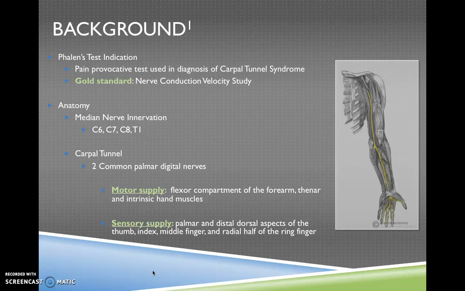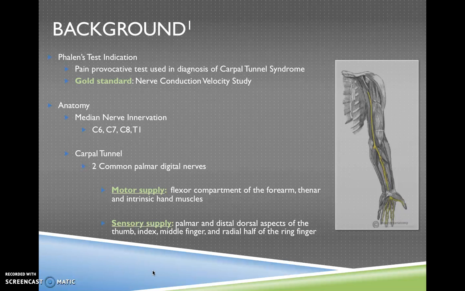The Phalen's Test is a pain-provocative test used in the diagnosis of carpal tunnel syndrome. Many physicians will, however, confirm a diagnosis by using the gold standard nerve conduction velocity study. As we know, carpal tunnel syndrome occurs when the median nerve is compressed in the carpal tunnel.